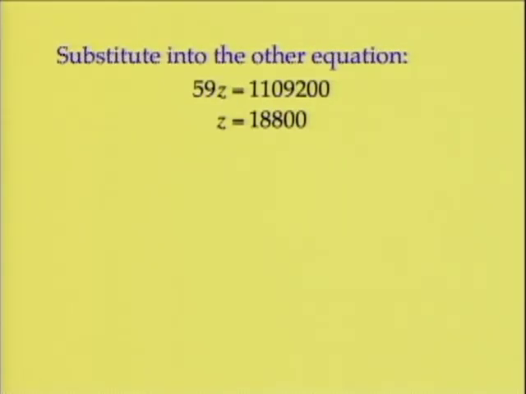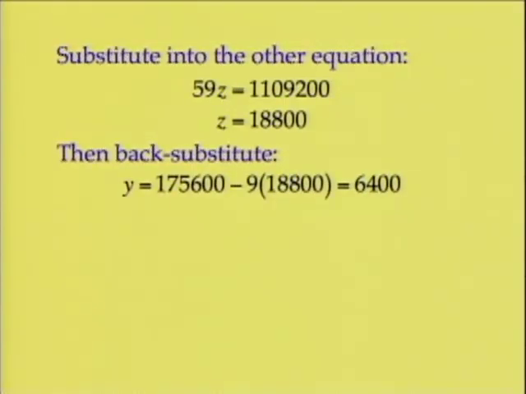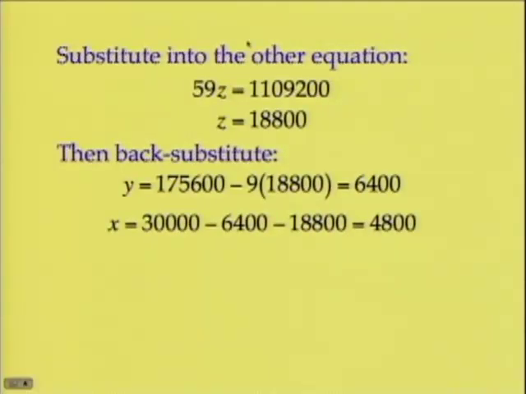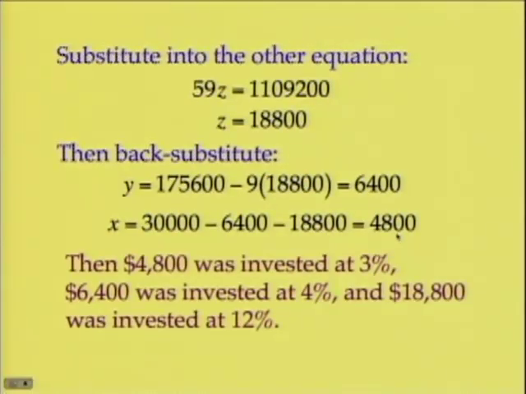Okay. So Z turns out to be 18,800. That's the amount, if I've done things correctly, that's in that shady account out there somewhere. To get the others, just back substitute. And what I mean by that is go back, we had a nice formula for Y in terms of Z, plug Z into it and solve for Y. So Y, the 4% account, had $6,400 in it, and then take both of those and plug it back in for X, and that works out to be 4,800. So that tells me the amounts invested in each one. And that's the actual solution.